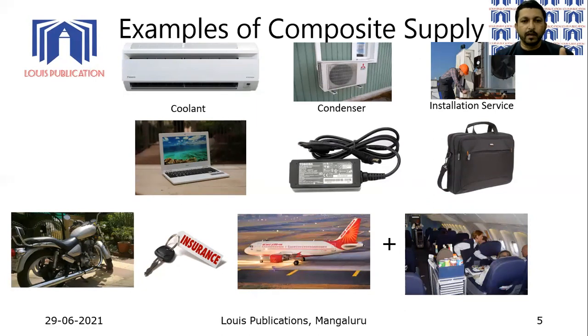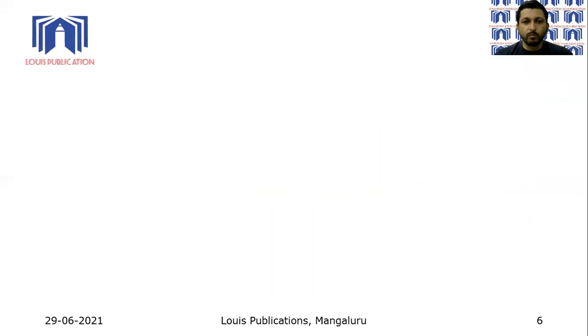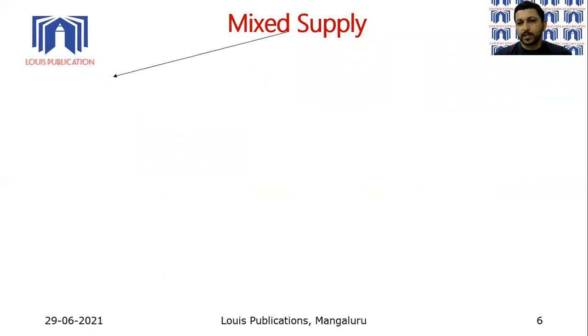We will come back again for more examples of composite supply with the help of clear-cut examples. So these are examples in pictures. We will have some examples written in words as well. A problem we will take. Let's move to the concept of mixed supply.